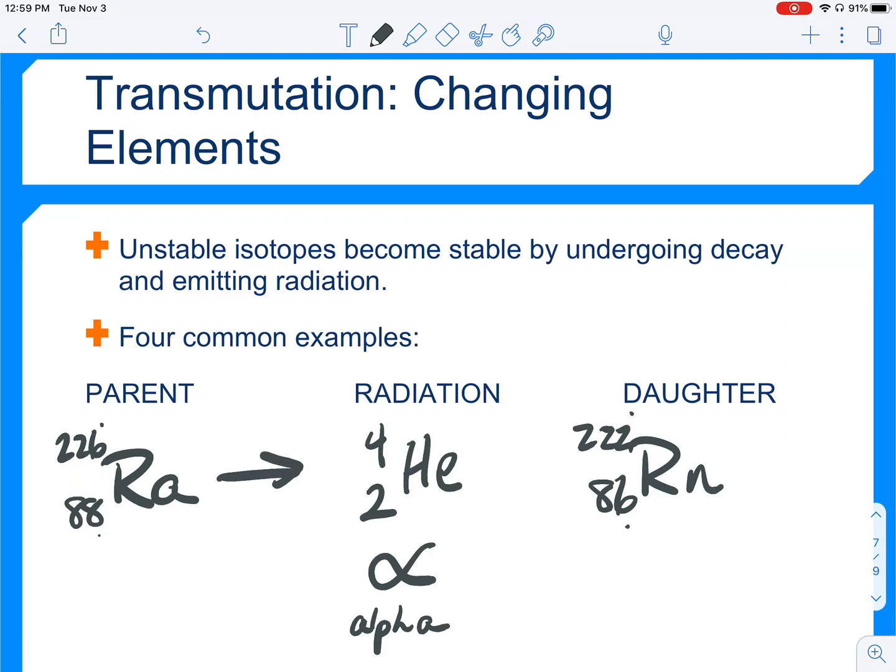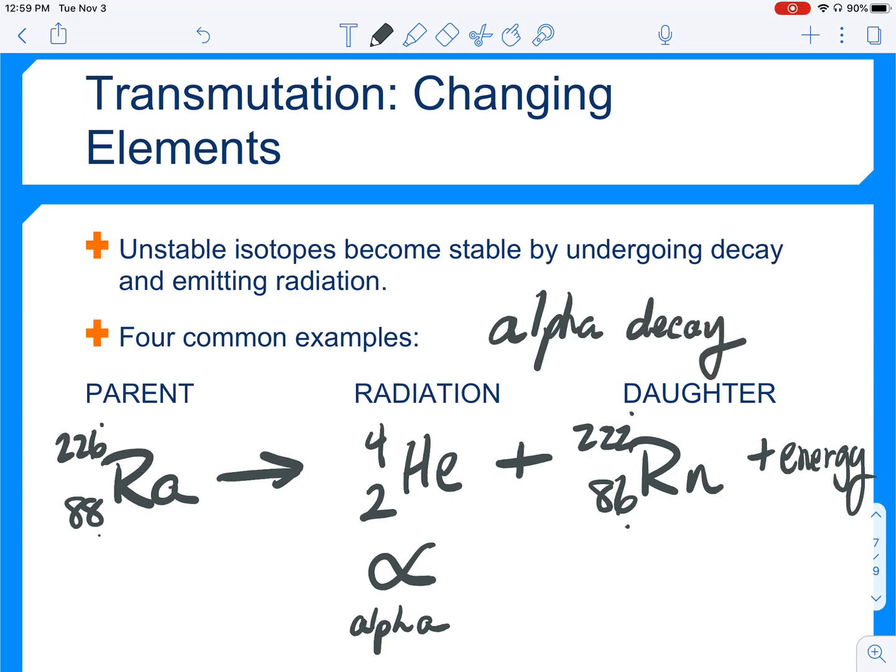Where radium breaks down into an alpha particle and then the daughter product, radon, and then because we're forming new nuclei, this would produce energy according to E equals mc squared. So this is what we would call alpha decay as an example of transmutation.